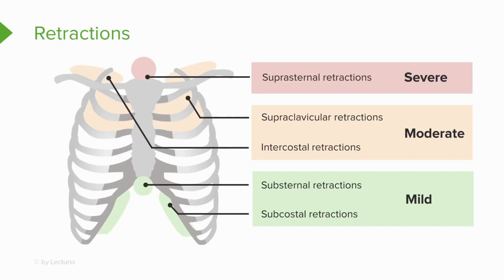Moderate retractions are noted in the supraclavicular and intercostal space, and severe retractions are in the suprasternal area. Patients may have combinations of these, and they may move along the continuum from mild to moderate to severe and back as you start to bronchodilate the patient.